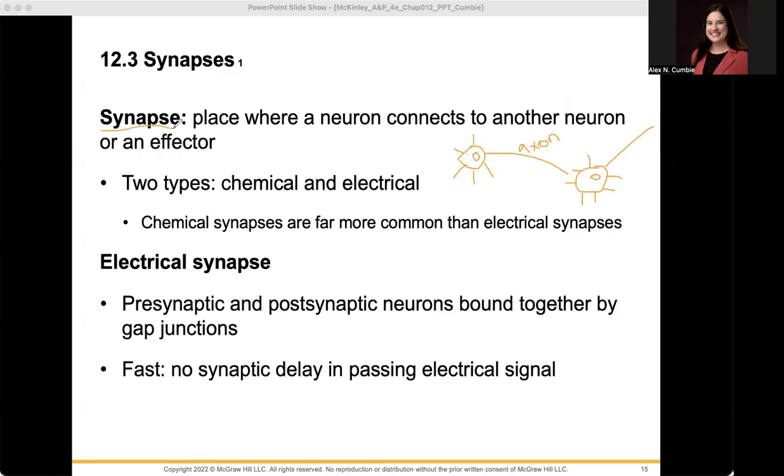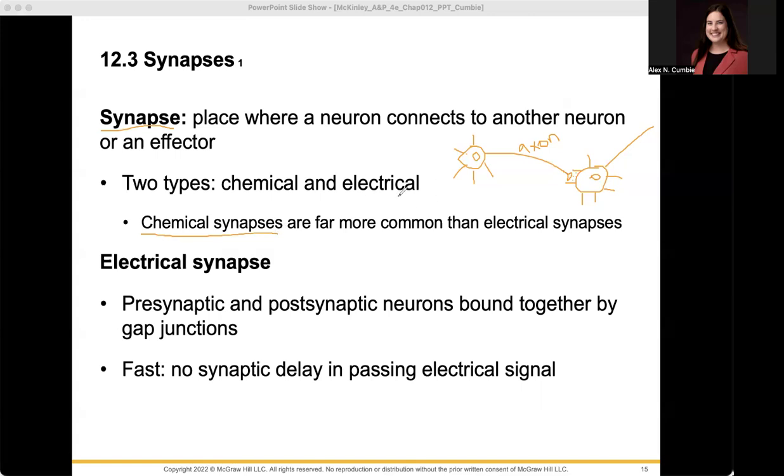Place where a neuron connects to another neuron or an effector. There's two different types of synapses, and this just depends on whether a neurotransmitter is being produced or if we're just exchanging electrical signals. Chemical ones are far more common than electrical ones. And by chemical, I mean the release of a neurotransmitter. So, say this had a synaptic knob on the end of it and it was releasing neurotransmitter, and that's how it was communicating with the other neuron. That would be a chemical synapse where we release a chemical, which is our neurotransmitter, to communicate with the other cell.